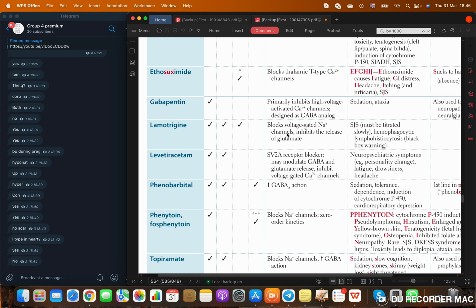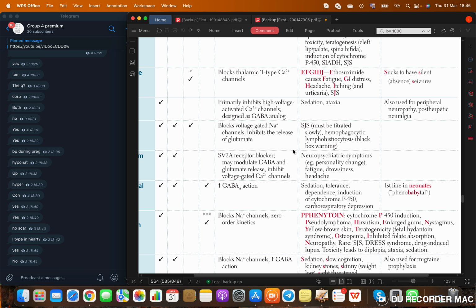Lamotrigine blocks the voltage-gated sodium channels and inhibits the release of glutamate. Okay, so it must be titrated slowly. So we have hemophagocytic lymphohistiocytosis that can occur. What is this thing?